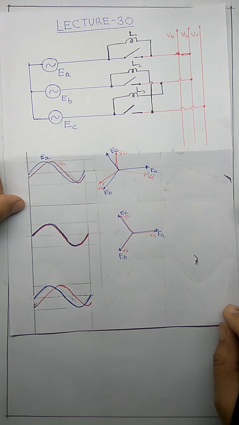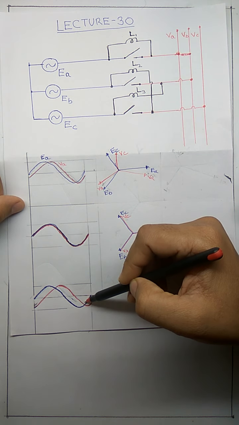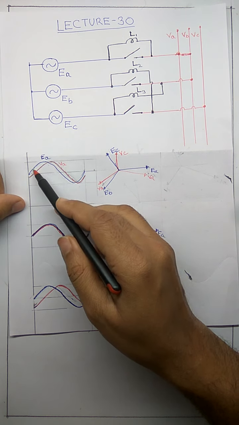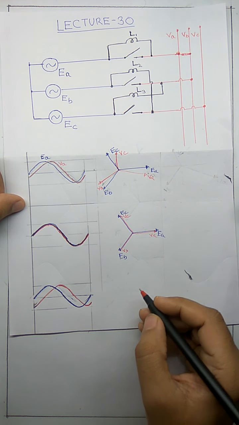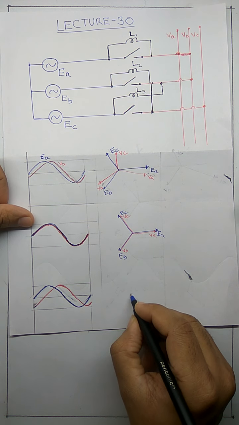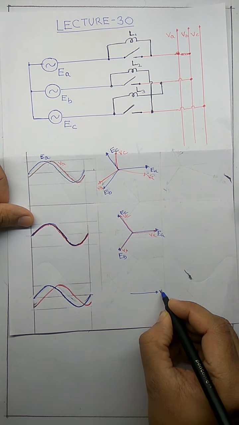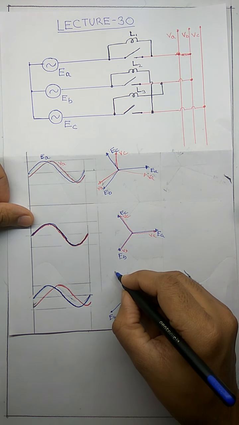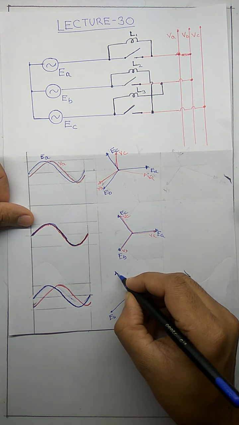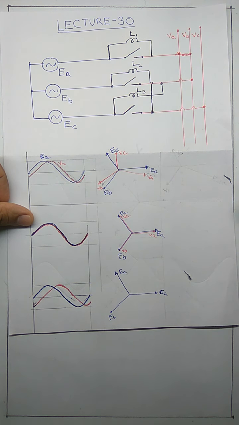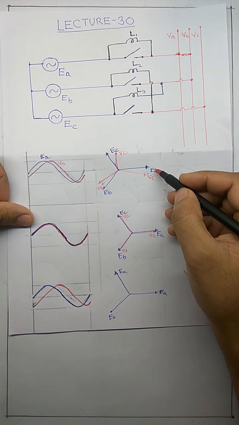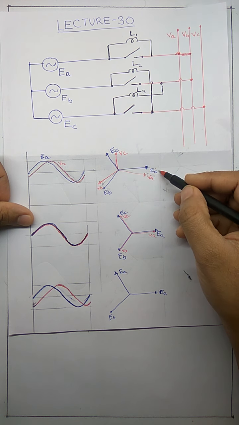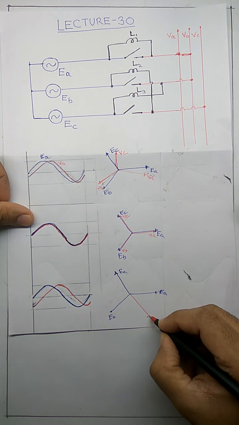Now look at another condition. If the incoming generator is faster than this, then what will happen? If the incoming generator is faster, then the phase difference between these two will further increase. In that case, the phasor diagram will now look like this. This is my incoming generator EA, EB, EC. If this is the initial condition and the incoming generator is slower, it will be like this. If the incoming generator is faster, then this phase difference will increase further.